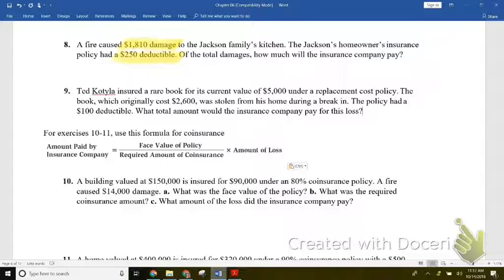So we have a fire. It causes $1,810 worth of damage, and they have a deductible of $250. That means that the family has to pay $250 and the insurance company will pay the rest. So to figure out how much the insurance company pays, we take the amount of damage and subtract the deductible. That works out to $1,560 that is paid by the insurance company.